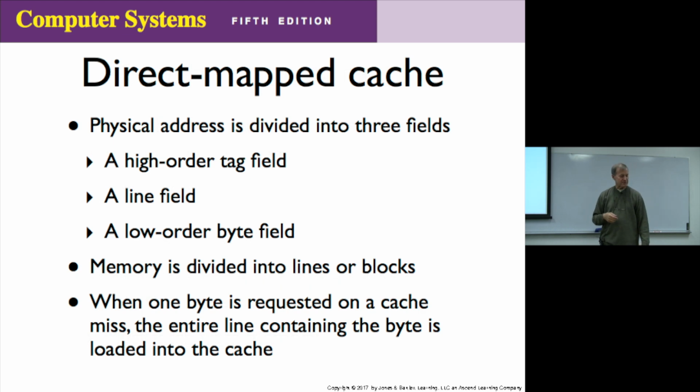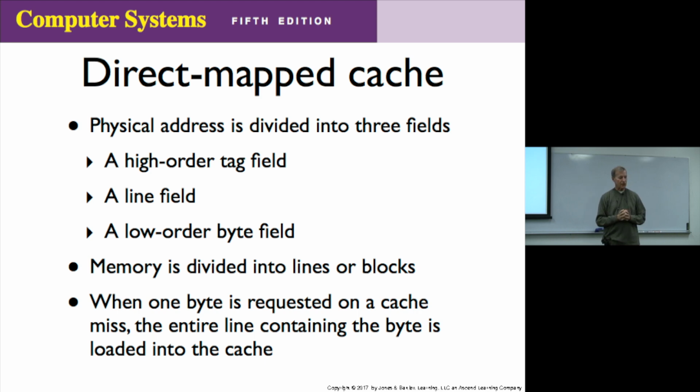So now there are two types of cache design. There's what's called direct mapped cache and set associative cache. And we're going to start with the direct mapped cache. Now, in the direct mapped cache, the physical address is divided into three fields.